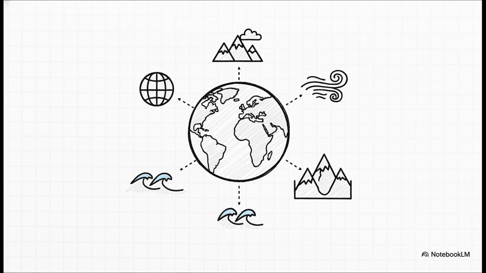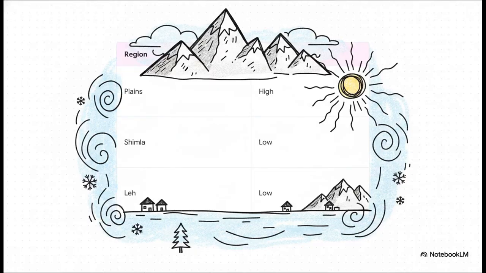These 5 factors are essentially the invisible hands that dictate why one region in India is baking in the sun, while another, literally just a few hundred miles away, is freezing cold. Let's look at altitude, for instance. As you move from the plains up into the mountains, the temperature reliably drops. It just gets colder the higher you go. It's basically nature's air conditioner.